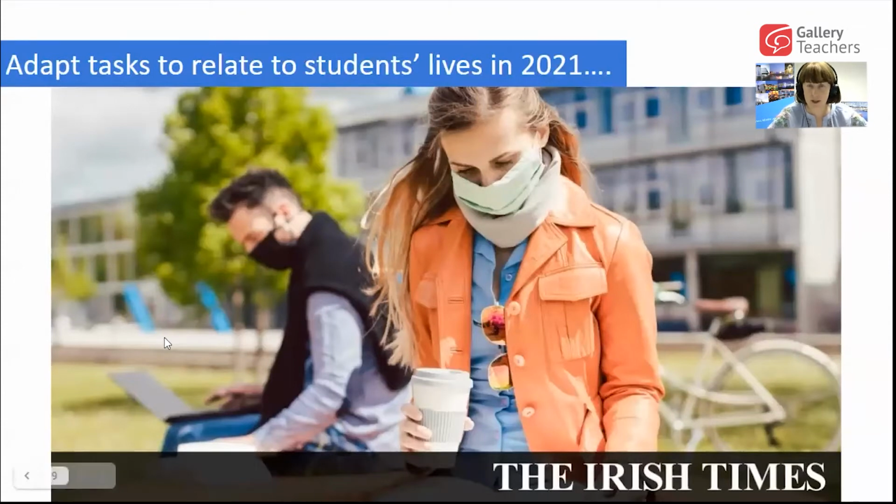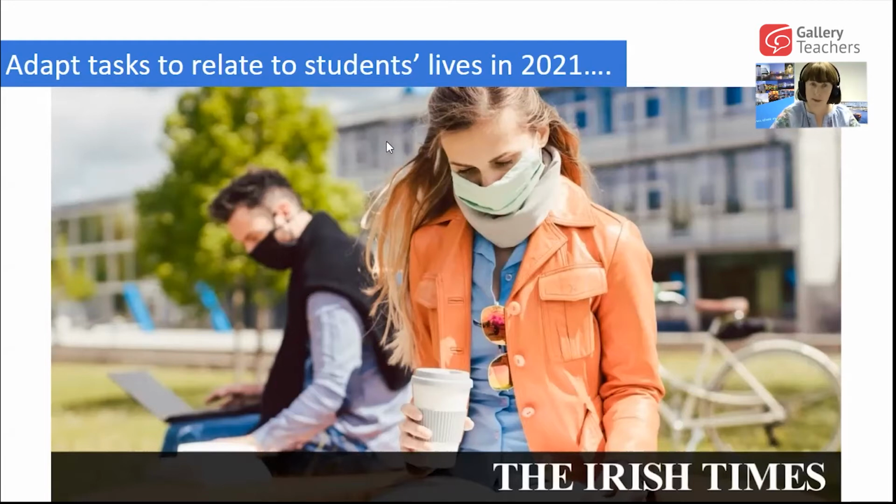Adapting tasks to relate to students' lives in 2021 is also very important to consider because, as we all know, our students' lives have changed and the tasks that they will have to complete in English have also changed. For example, they may be preparing for an online job interview rather than a face-to-face one. So this is a task that we can prepare them for in English with all of the nuances and the differences in language that they will need to complete this task successfully.